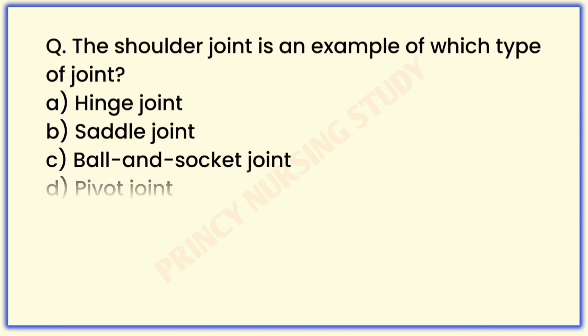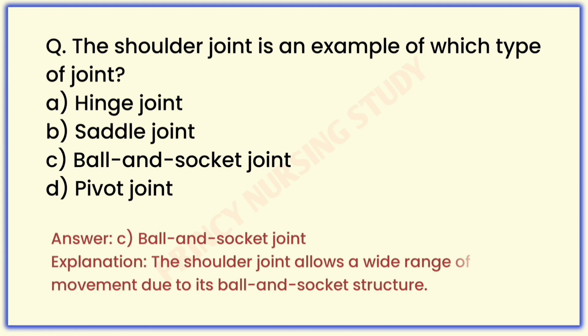Next question. The shoulder joint is an example of which type of joint? Correct answer is C. Ball and socket joint. The shoulder joint allows a wide range of movement due to its ball and socket structure.